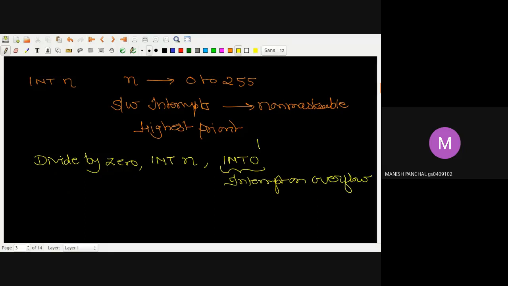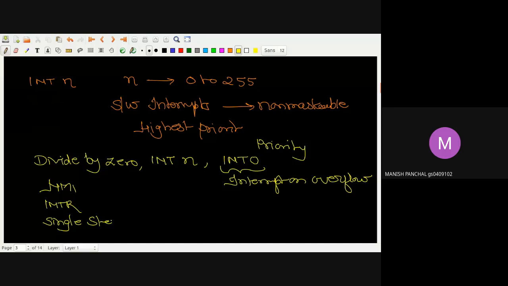So I am writing the priority. Later on, NMI will have the priority, then INTR, and the remaining one is the single step. So the priority decreases from divide by 0 to NMI, then INTR, then single step. In most considerations we treat NMI as having the highest priority. I will give you one example for that.